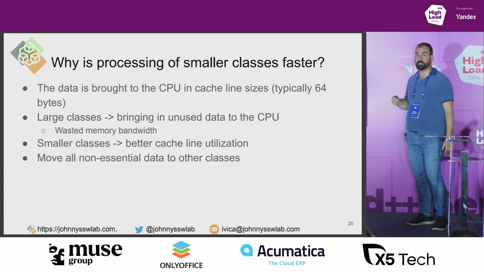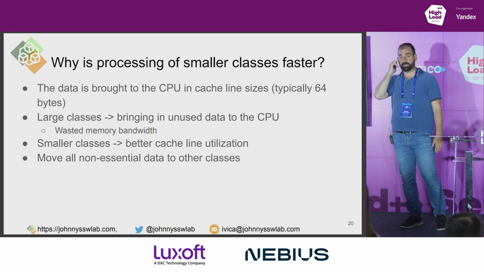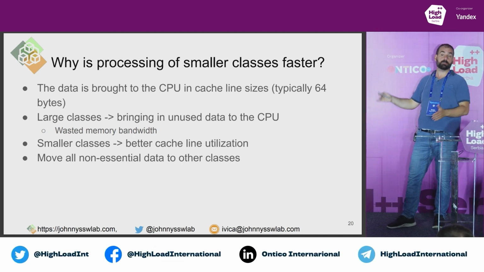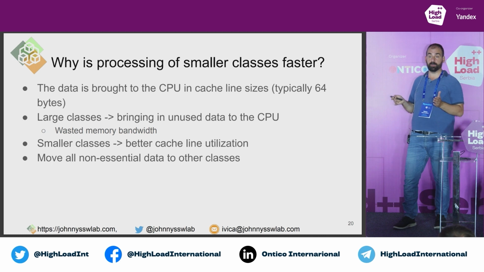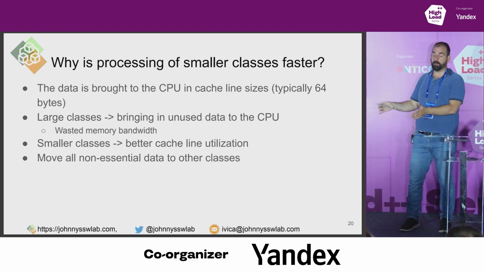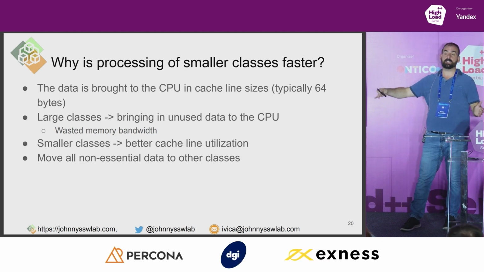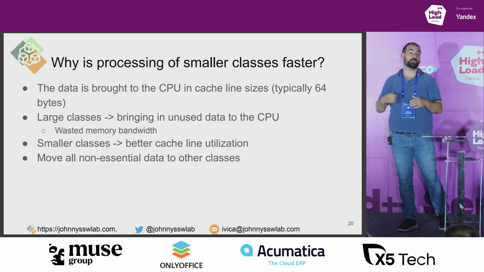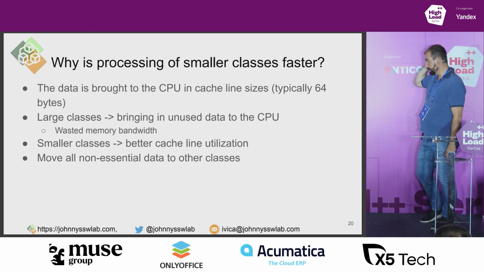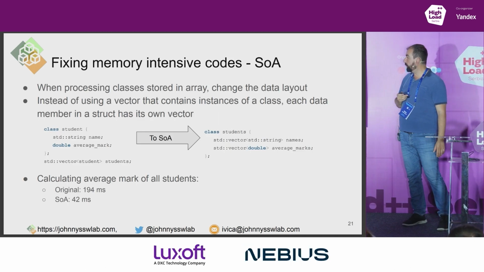So why is processing of smaller classes faster? Well, the answer is actually quite simple. Now you have some hunch, you have some idea what the problem is. The data is brought in cache line sizes. When you have smaller data, everything you bring from the memory to the data caches you actually consume. When you have large classes, you're bringing data that you're not consuming, you're wasting memory bandwidth. Yes, so next is structure of arrays.